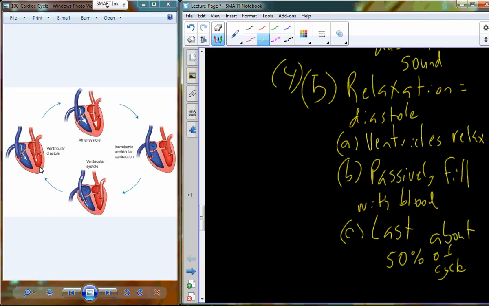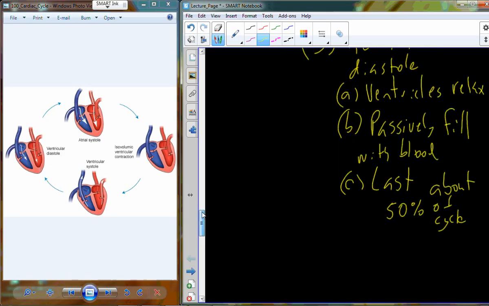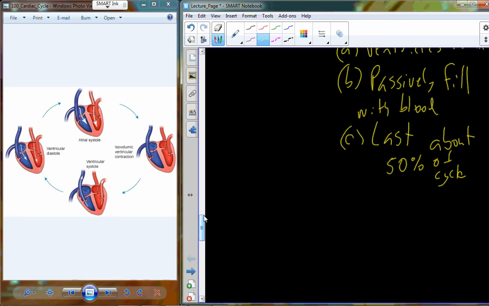All right, so that's a brief rundown on the roadmap and how we're inducing the flow through the heart. It's all about changing pressure and changing volume of the chambers. The last thing I want to talk about here is how we actually stimulate the muscle to contract. It's not just contracting on its own. We actually have to stimulate it, and we're going to stimulate it through some specialized tissue in the heart called the cardiac conduction system.